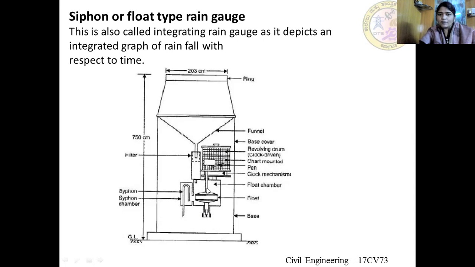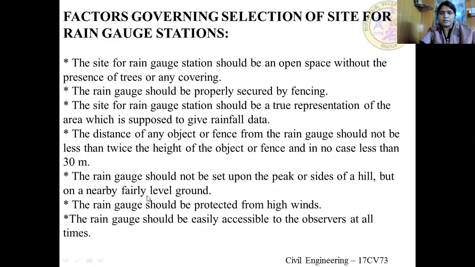Once this float chamber is totally full, the water enters the siphonic chamber, and siphonic action happens and the water is drained out. This is a continuous process, and we will have a continuous recording of the amount of rainfall received. In case there is snowfall, we can also measure it by removing the funnel, where the snow directly gets collected in the receiving chamber. In this way, the siphon type or float type of recording rain gauge works.